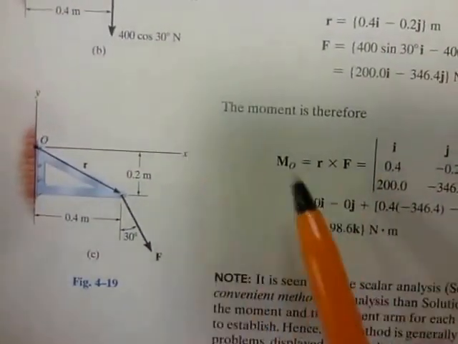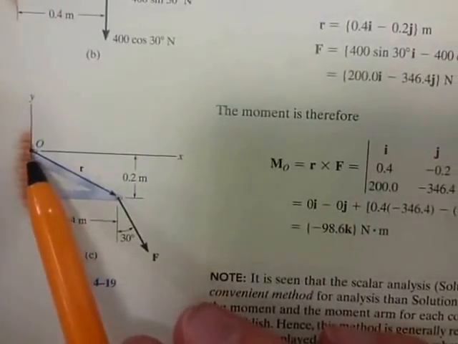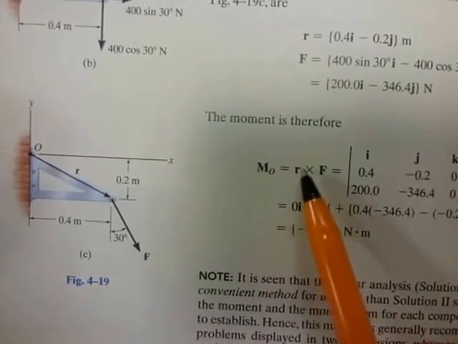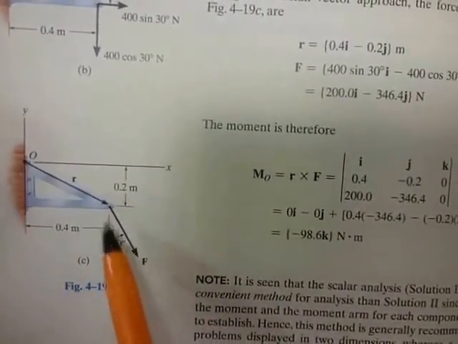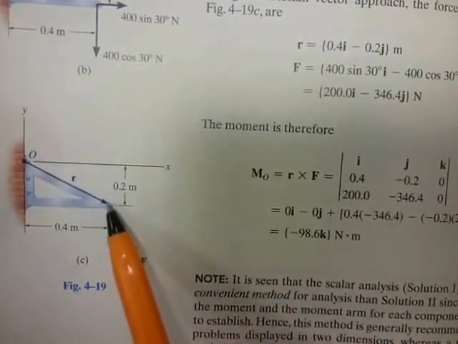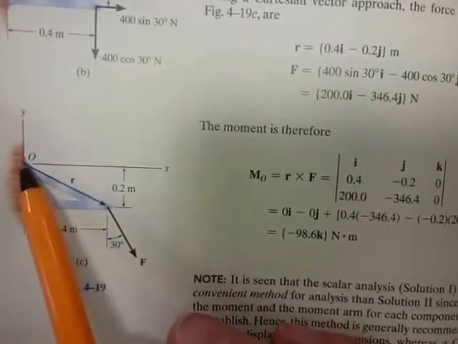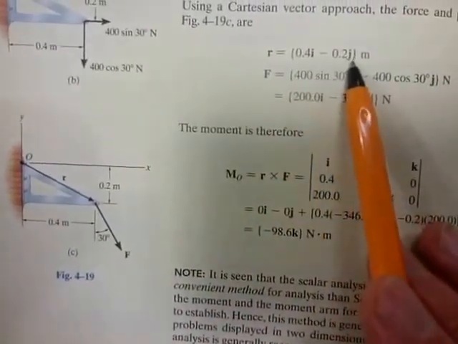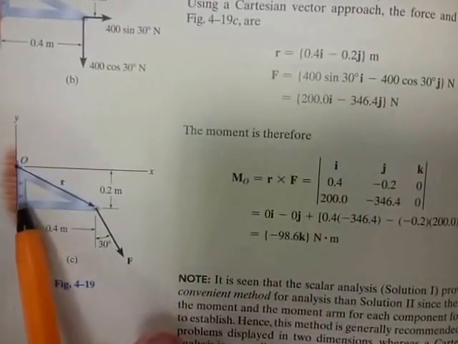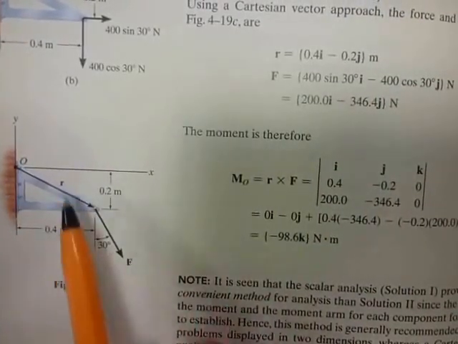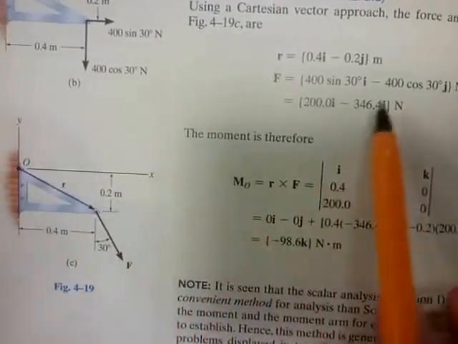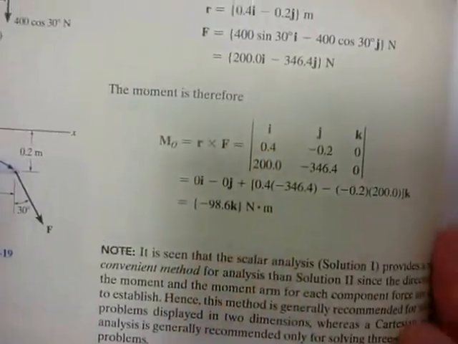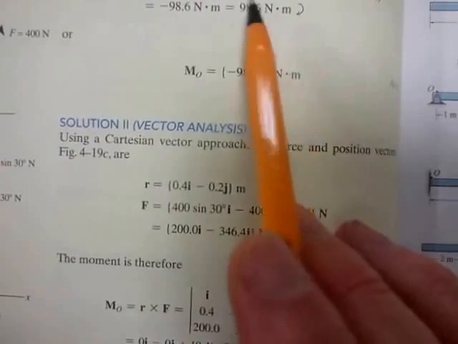Then what did we learn before? If we carry out the cross product, the r, the moment arm in the cross product, is a position vector from the point O to any point along the line of action of F. So we have a point there. If we calculate our position vector from O to that point, we get 0.4i minus 0.2j. How do we get that? We go 0.4 in the i, and we go minus 0.2 in the j. And if we carry out the cross product like we did before, we will get minus 98.6, which is exactly the same as this here.